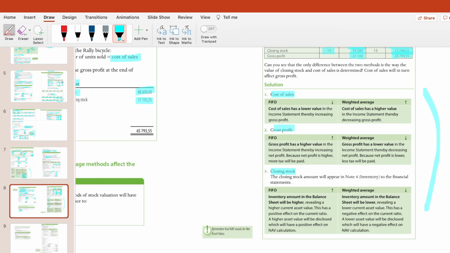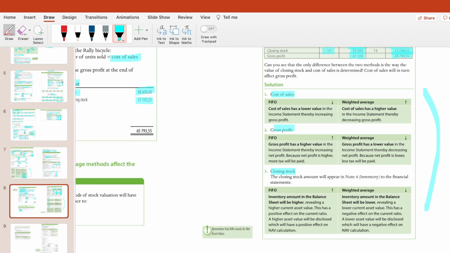With first in, first out, the cost of sales has a lower value in the income statement, thereby increasing the gross profit. In the weighted average, the cost of sales has a higher value in the income statement, and that is decreasing our gross profit. The gross profit with first in, first out has a higher value in the income statement, and it is increasing our net profit, because the profit is higher and more tax will be paid. The weighted average gross profit is a lower value in the income statement. That's decreasing our net profit, and the net profit that is lower means less tax to be paid.